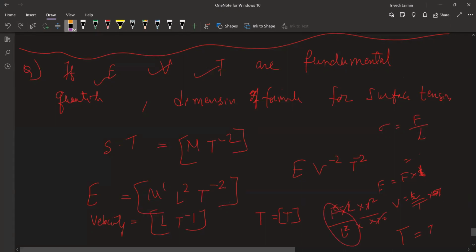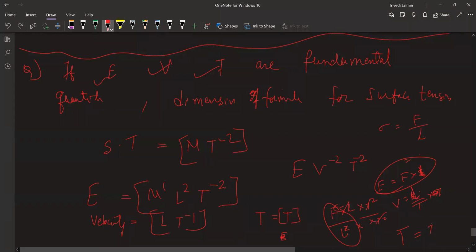Yes, your answer is correct. Shadab? Okay. Yes, sir. Your answer is correct. I didn't solve it by our normal method. I just tried this way. I want energy equals force into distance, like work done. Velocity is distance by time, so L by T. I want this E, means E divided by V.